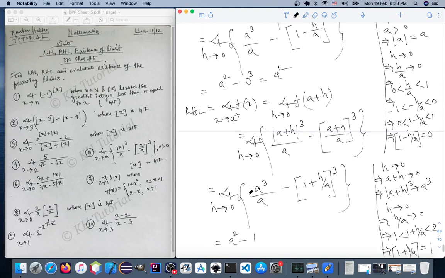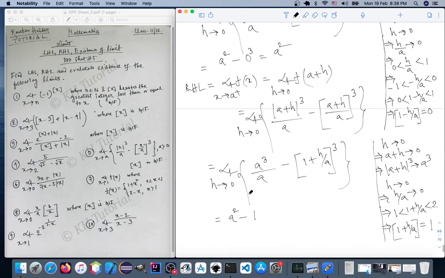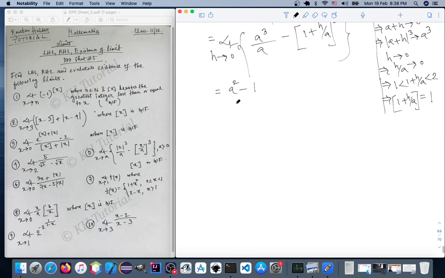RHL is a square minus 1 and LHL is a square. So they are different. Therefore, LHL not equals RHL, implies limit x tending to a of f(x) does not exist.